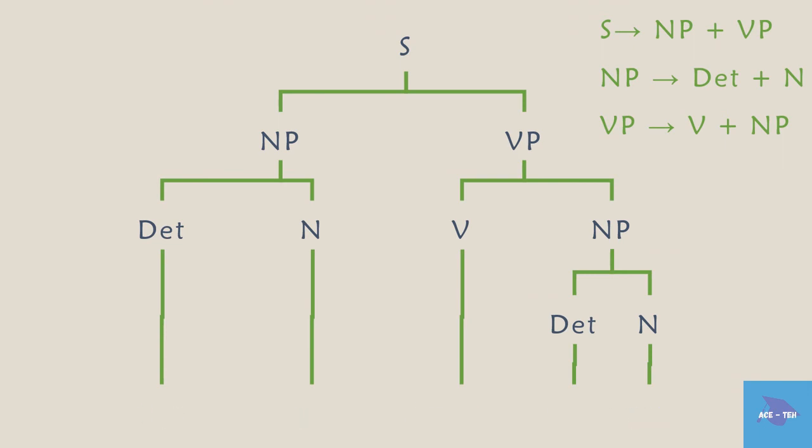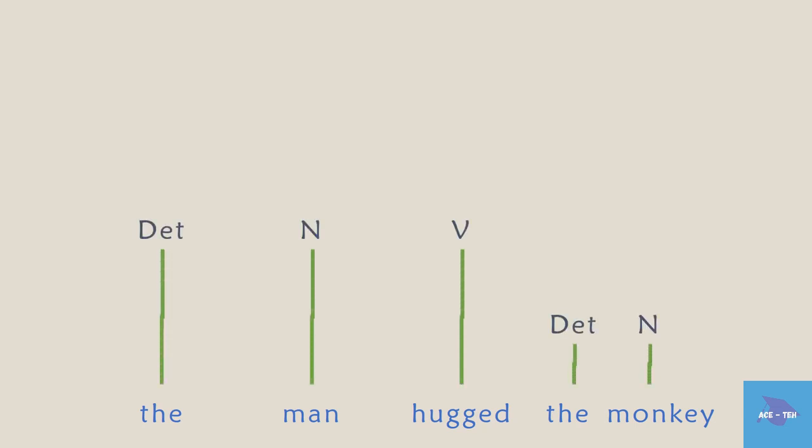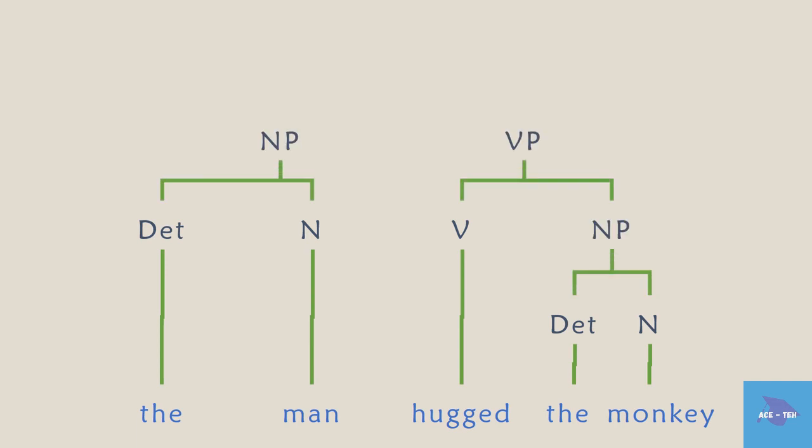See that with these constituents, I can form any number of sentences. Now with parsing, we analyze the syntactic structure of a sentence. Let's take this sentence. The man hugged the monkey. Determine the constituents, then find out their categories and group them based on the rules.